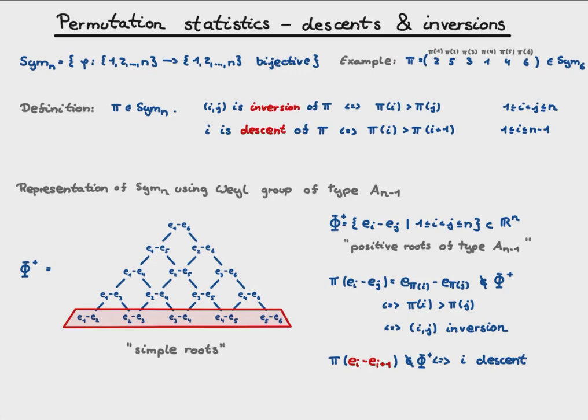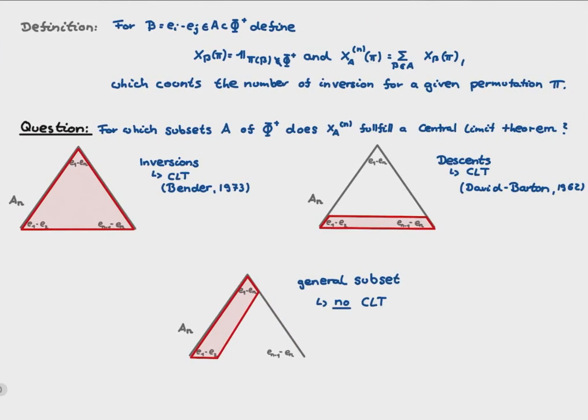These two permutation statistics are very well known to fulfill the central limit theorem, so let's make it more formal by defining the corresponding random variable x sub beta of a permutation pi to be the indicator variable for the property of pi of beta not being an element of phi plus, which of course is the same as asking whether pi got an inversion at i, j.